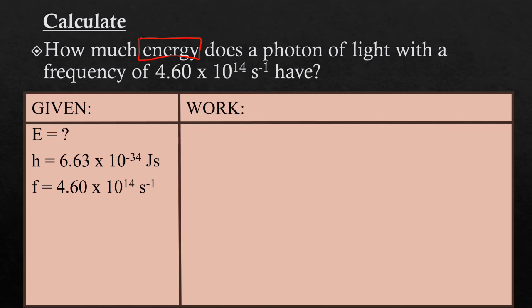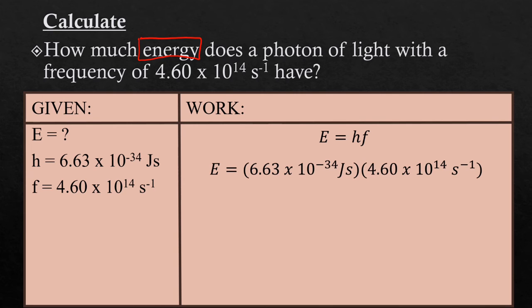Next up, I'm going to list out the equation. E equals H times F. Looky here, y'all. Energy is already isolated, so I don't need to rearrange my equation to isolate the variable I'm looking for. E is by itself. So now I plug in my numbers. H is 6.63 times 10 to the negative 34 joules seconds. And then F is 4.60 times 10 to the 14th inverse seconds. So these seconds and inverse seconds cancel out. And then I multiply to get 3.05 times 10 to the negative 19.